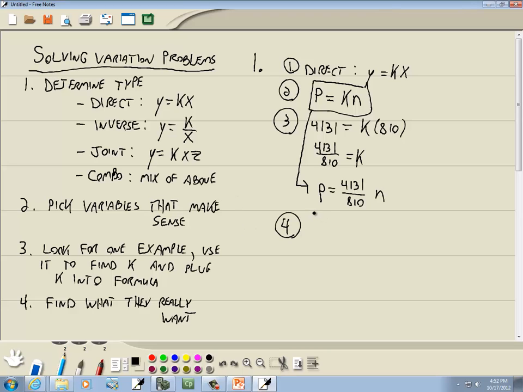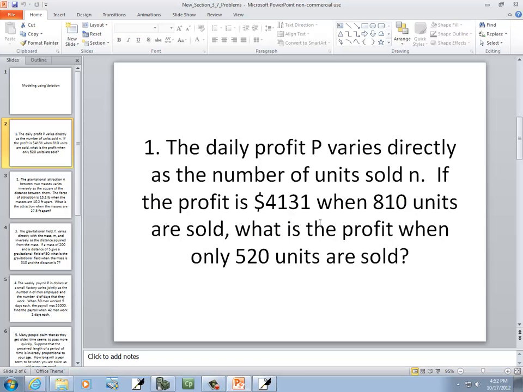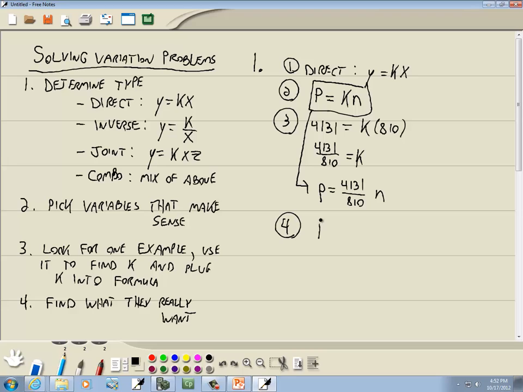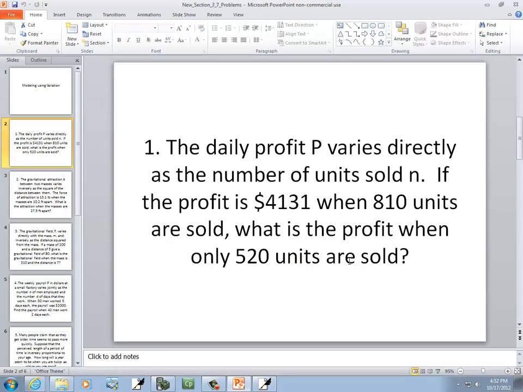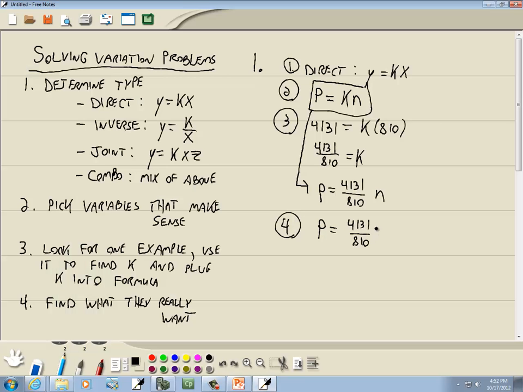And step 4, find what they really want. It says, what is the profit? So what is P? What is the profit when only 520 units are sold? So they're telling us the n is 520. And we'll plug this in our calculator.